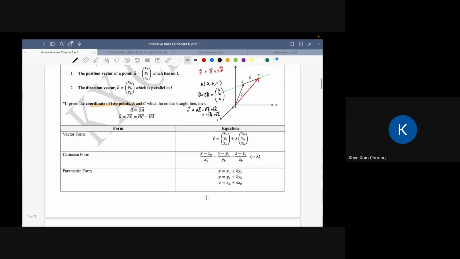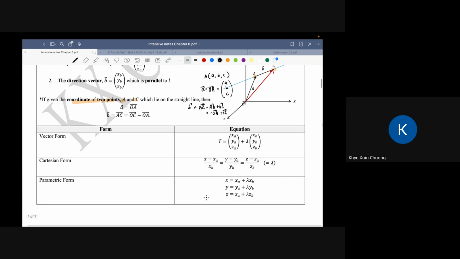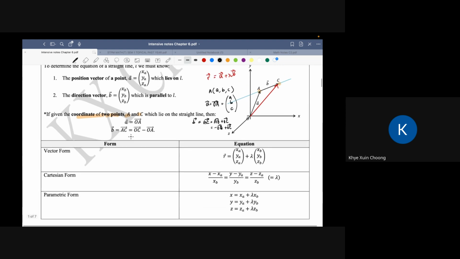If they ask you to write in the vector form, the vector form is actually just R equals A plus lambda B. So you put your A inside here, you put your B inside here in the matrix form, and you get your vector form. Of course, you can write it in the Cartesian form with i cap, j cap, k cap, but I think that method is more messy. So normally we write in the component form.